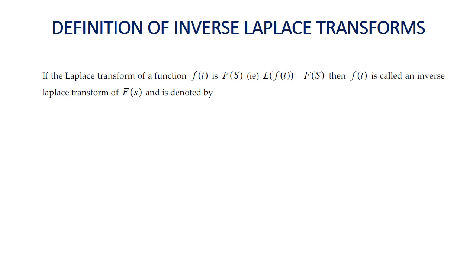Inverse Laplace transform. If the Laplace transform of a function f of t is F of s, that is L of f of t is equal to F of s, then f of t is called an inverse Laplace transform of F of s, and it is denoted in such a way. Here, this L inverse is called the inverse Laplace transform operator.